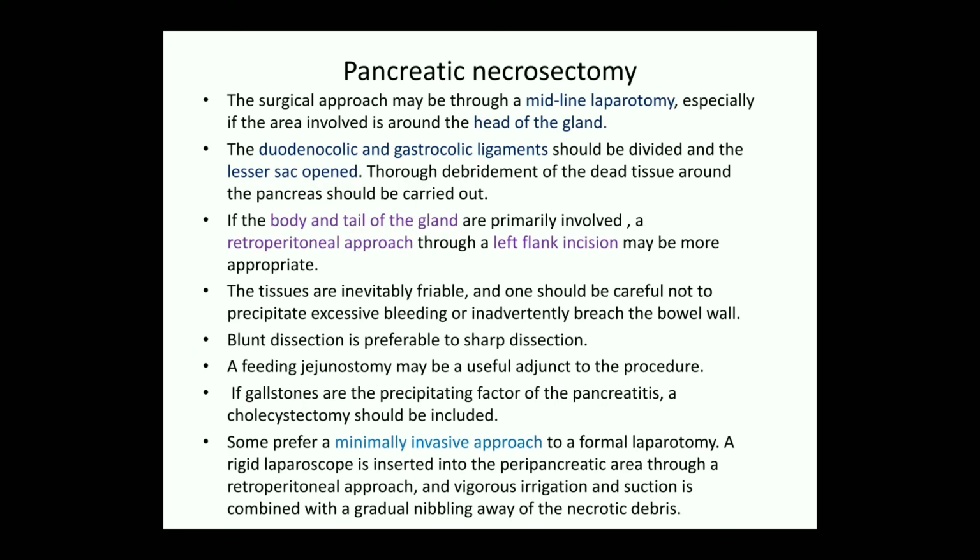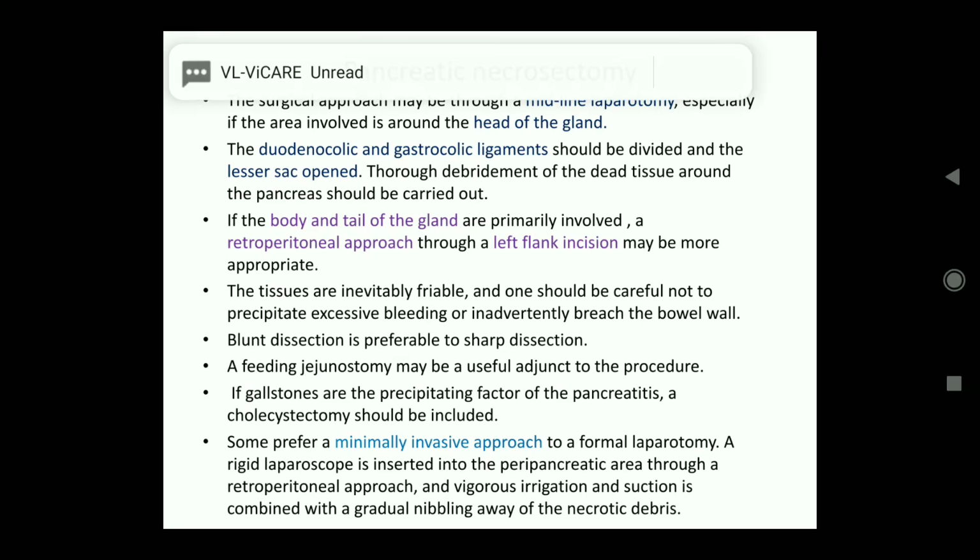So in this slide it is a detailed mention of the procedure of pancreatic necrosectomy. The surgical approach may be through a midline laparotomy, especially if the area involved is around the head of the gland. The duodenocolic and gastrocolic ligaments should be divided and the lesser sac opened. Thorough debridement of the dead tissue around the pancreas should be carried out. And if the body and tail of the gland are primarily involved, a retroperitoneal approach through a left flank incision may be more appropriate.